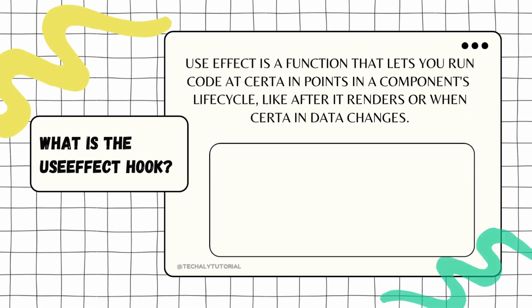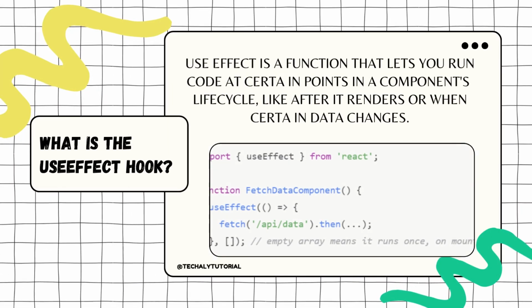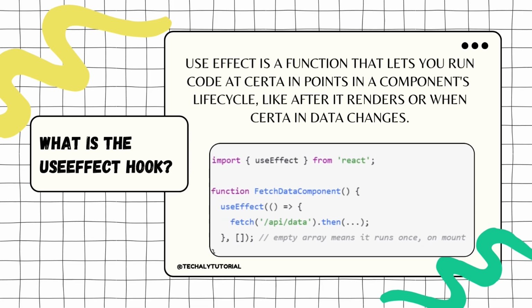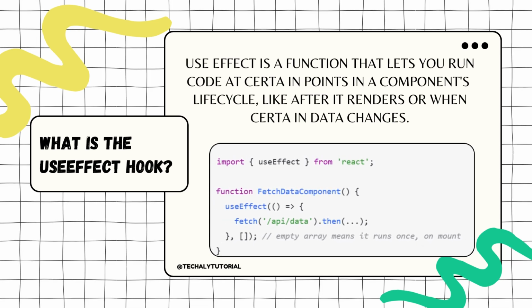What is the useEffect hook? useEffect is a function that lets us run some code at certain times in a component's life, like right after it's created or when specific data changes. If you want to fetch data from an API when the page loads, you'd use useEffect to make the API call as soon as the component appears on the screen.